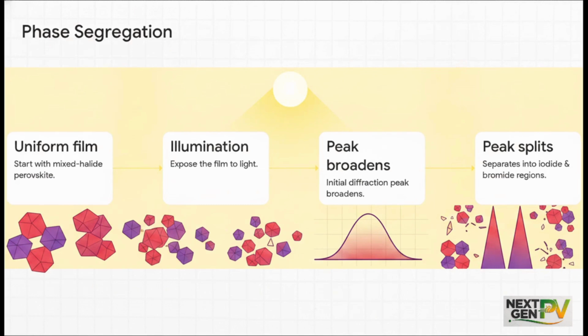Another massive dynamic challenge, particularly for wide bandgap tandem solar cells, is light-induced phase segregation. Picture this. You start with a nice, uniform mixed halide perovskite, where iodide and bromide are perfectly evenly distributed. But under illumination, they segregate. And because different compositions have different lattice parameters, XRD tracks this perfectly in real time. That initial single diffraction peak broadens out and then literally splits right before your eyes into multiple components representing iodide-rich and bromide-rich regions. It's a fascinating, dynamic process to observe.